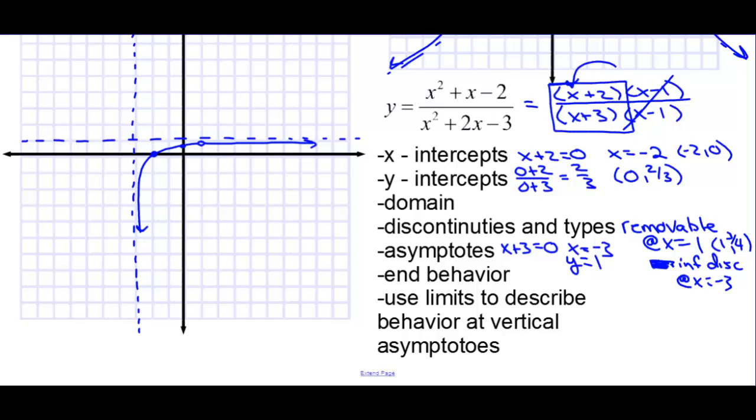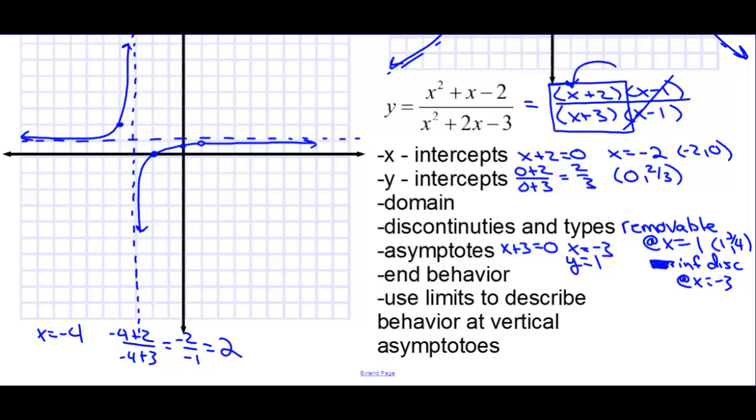1, 2, 3, negative 4. So I'm going to evaluate the function at negative 4. And if I go back to when I canceled, it'd be negative 4 plus 2 over negative 4 plus 3. So negative 2 over negative 1 looks like positive 2. 1, 2, positive 2. So I'm pretty confident that it looks like that based on that one point. Now, if you're not sure, just plot some more points and play connect the dots with a smooth curve.